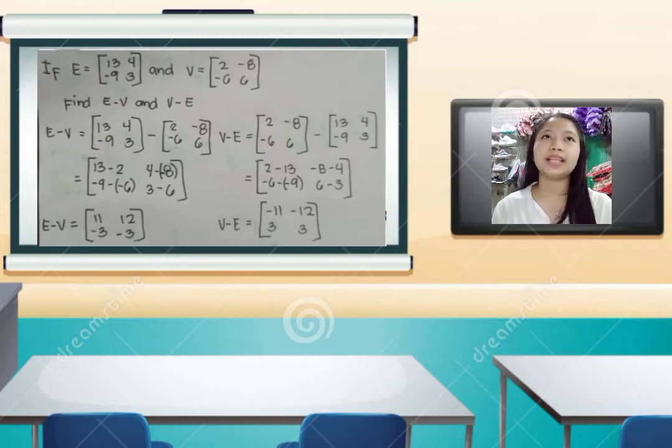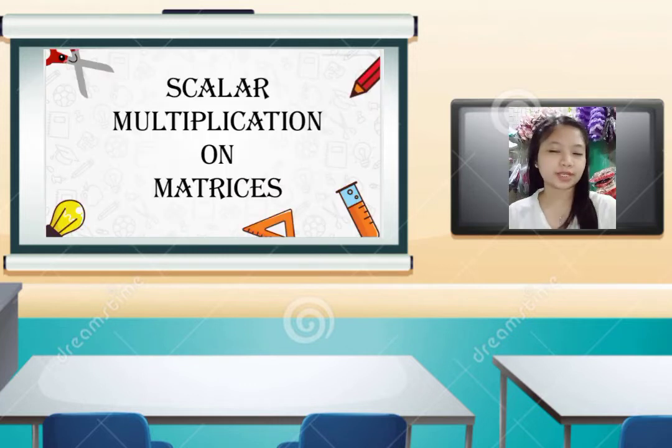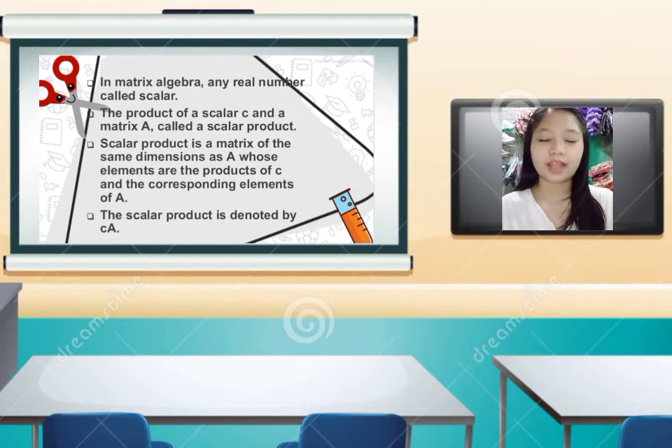So our answers for A minus B and B minus A are different from each other. Now let's proceed to scalar multiplication on matrices. In matrix algebra, any real number is called a scalar.